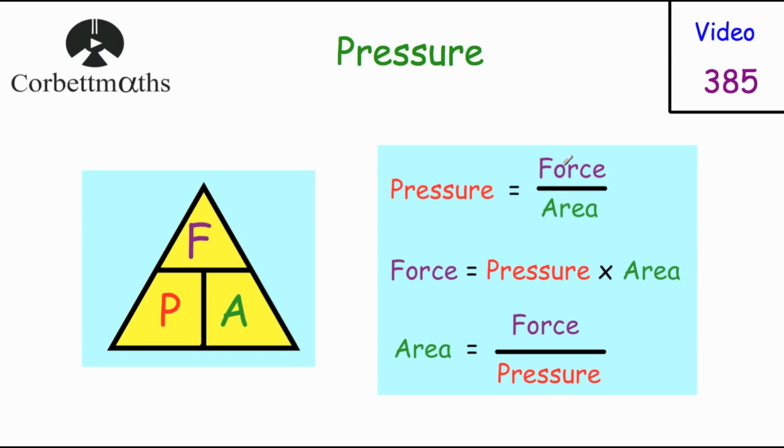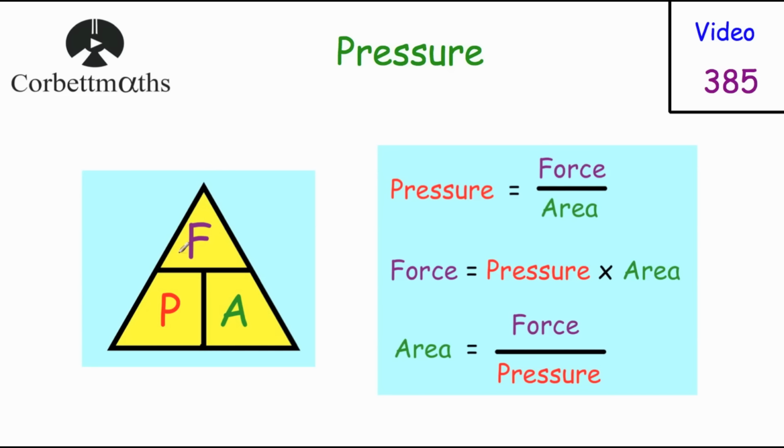So pressure is force divided by area, and if you rearrange that, if you multiply both sides of this formula by area, you would get that pressure times area is equal to force. And then if you divided both sides of the formula by pressure, you'd get area equals force divided by pressure. So these are the formulae that are very important to know for pressure.